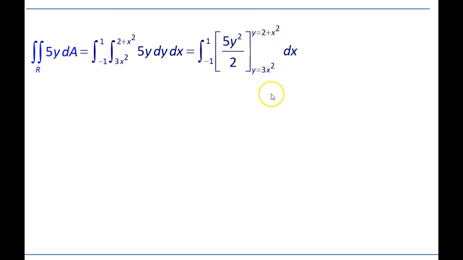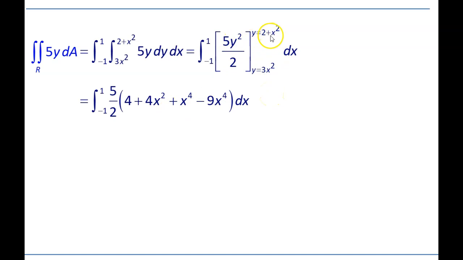and subtract. So when we do that, expanding this 2 plus x squared, if you square that and expand and subtract, you'll get this expression. Okay, and then if I were to take this expression, simplify it, x to the fourth minus 9x to the fourth is -8x to the fourth. Multiply that through, you get -20x to the fourth. Okay, 4x squared, move that through, you get 10x squared. 4 times 5/2 is 10. And so this is our expression that only contains x's from -1 to 1.